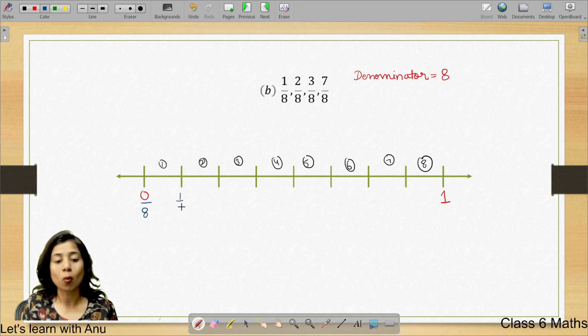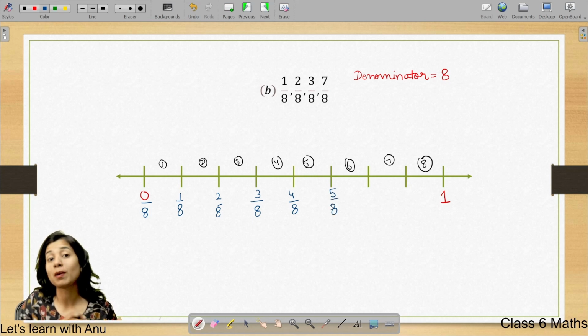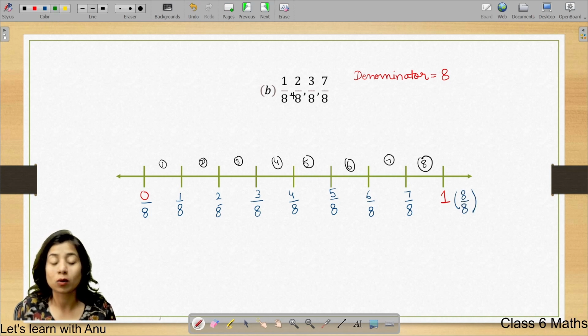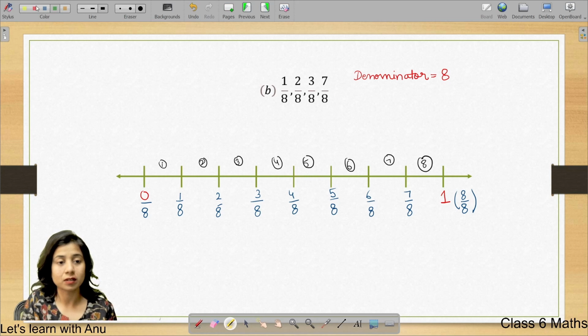Next is 1 by 8, 2 by 8, 3 by 8, 4 by 8, 5 by 8, which means 5 parts have been chosen out of 8. 6 upon 8, 7 by 8 and the last one, 1 can be written as 8 upon 8. This is very important, class, to understand. Now the question asked about 1 by 8. So we can highlight it. Or I'll just plot it.